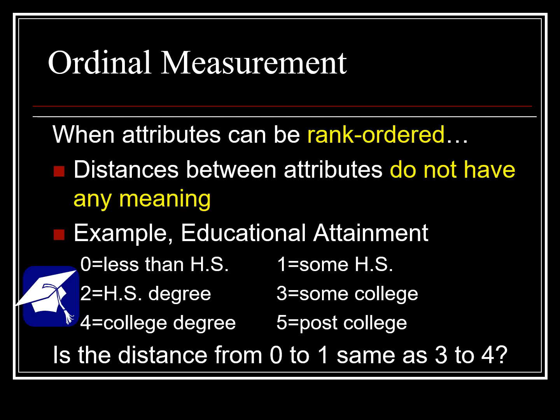So ordinal measurement, when attributes can only be rank ordered, distance between the attributes do not have any meaning. Sometimes there are questions that basically are equivalent to ordinal measurements. For example, we might have a measure of educational attainment on a scale where someone rates how much schooling they've had. 0 equals less than high school, 1 equals some high school, 2 equals a high school degree, 3 equals some college, 4 equals a college degree, and 5 equals post-college.